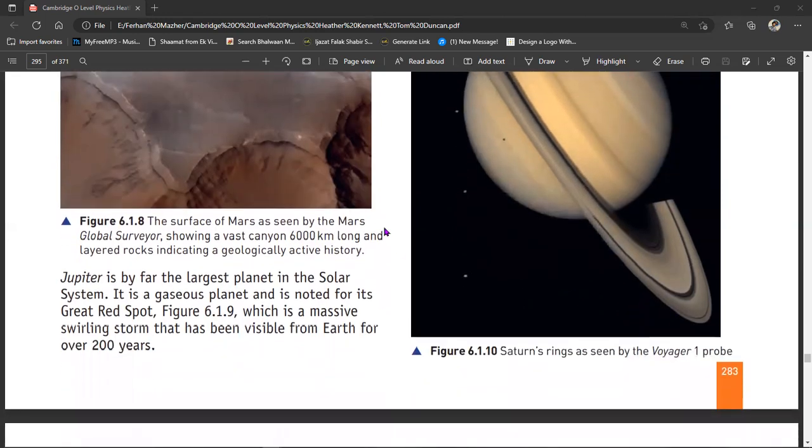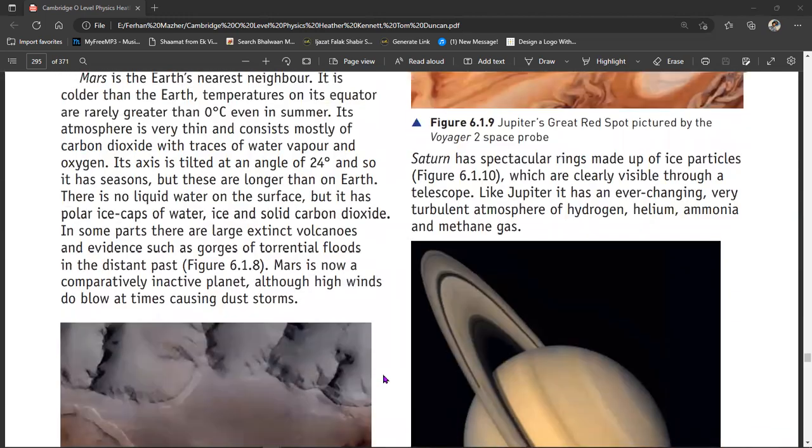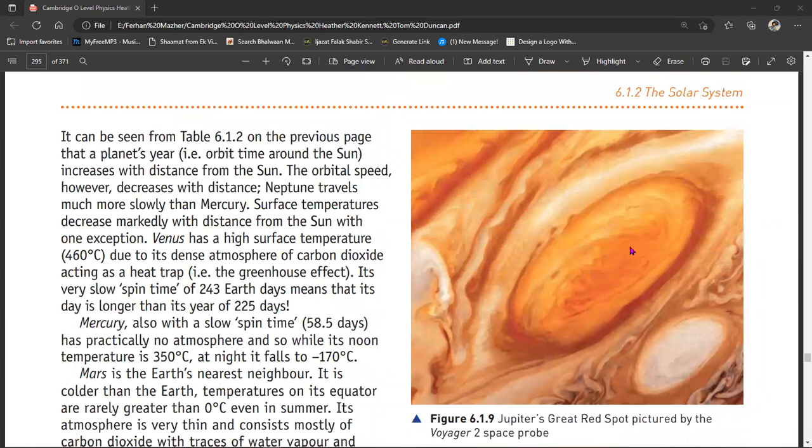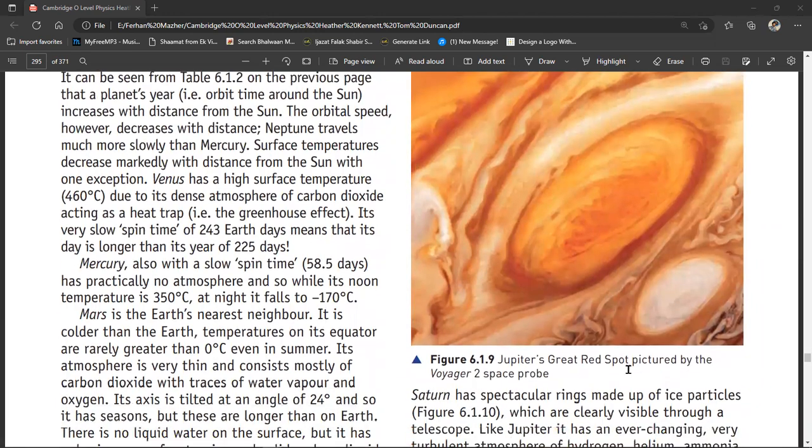Jupiter is by far the largest planet in the solar system. It is a gaseous planet and is noted for its great red spot, figure 6.1.9, which is a massive swirling storm that has been visible from Earth for over 200 years. And that is this. Jupiter's great red spot pictured by the Voyager 2 space probe. So they are talking about this. This is the great red spot on Jupiter.